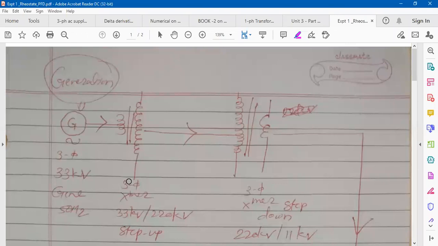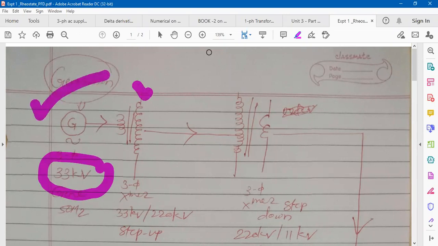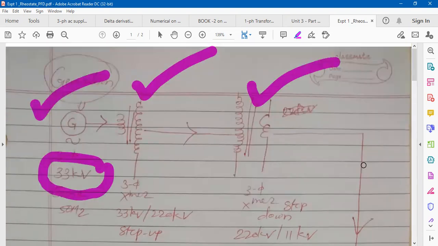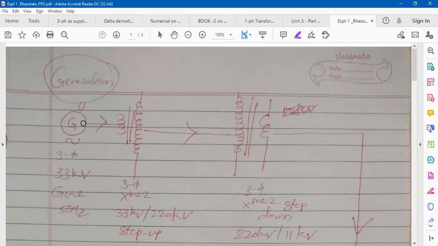It works on Faraday's law of electromagnetic induction. When you give mechanical input, it converts into electrical output. Whatever output it is generating, everything is in the form of 3-phase AC. So this generator is 3-phase AC, the transformer is also 3-phase, and this distribution transformer is also 3-phase. Whatever the generator, its output is 3-phase AC and the generating voltage is 33 kV.